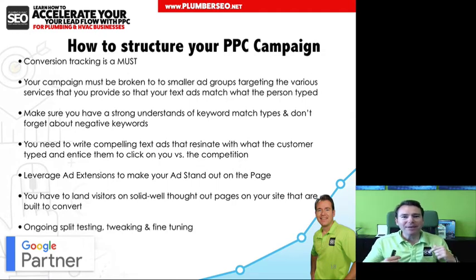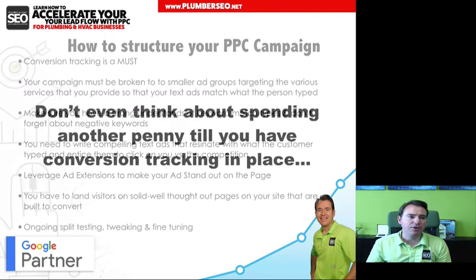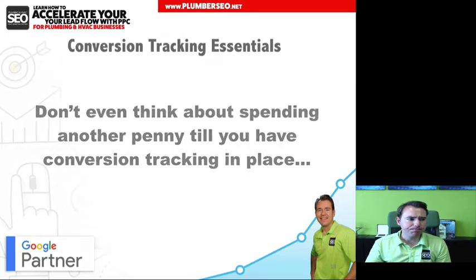And then, of course, you have to be continuously split testing your text ads, split testing your landing pages, tweaking and fine-tuning. That's really what you do in order to maximize the ROI of your pay-per-click marketing campaigns.